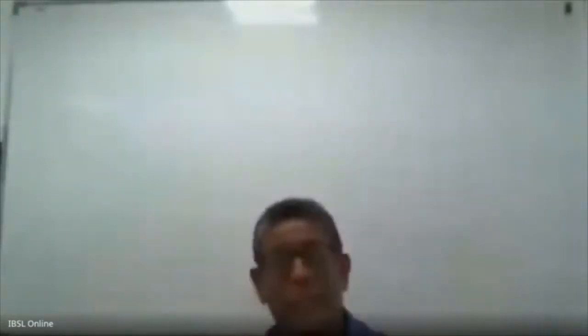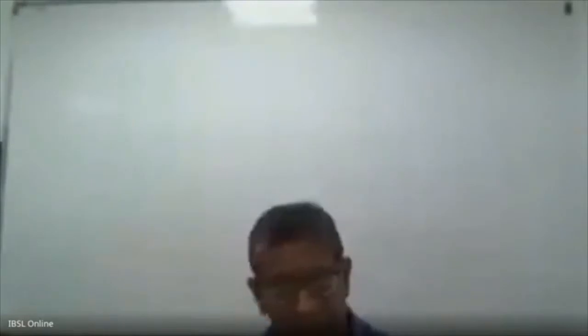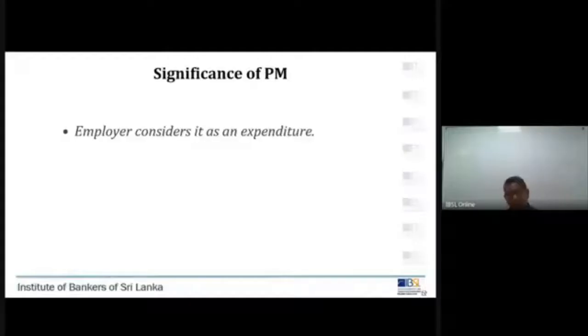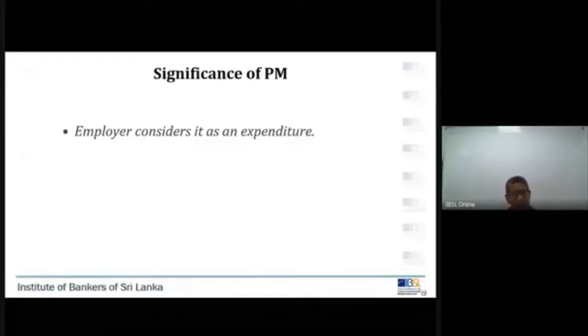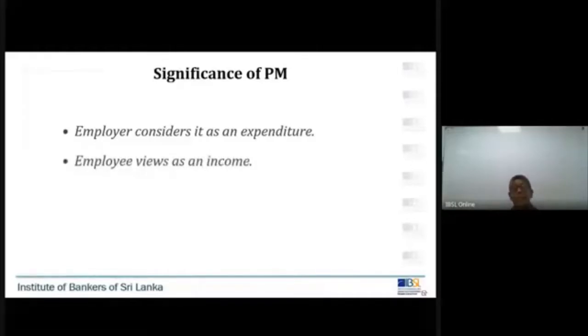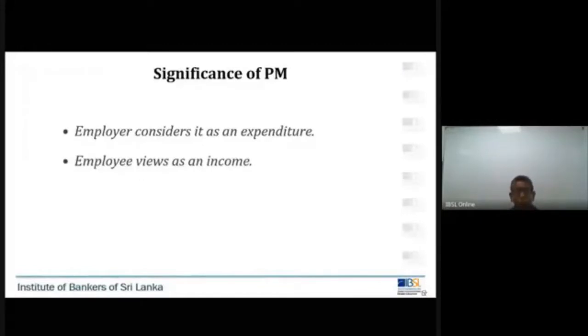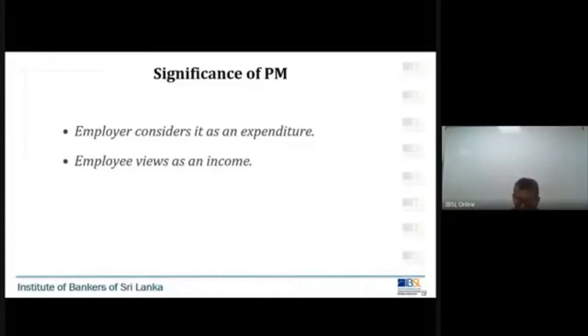About reward management. Why is managing reward important? Managing payment is important for an organization. The employer considers it an expenditure. It's correct, no? It's a cost. Salary is an employee cost, and the employer considers that an expenditure. Then the employee views it as an income for him. So therefore, there is always a conflict between expenditure and income.